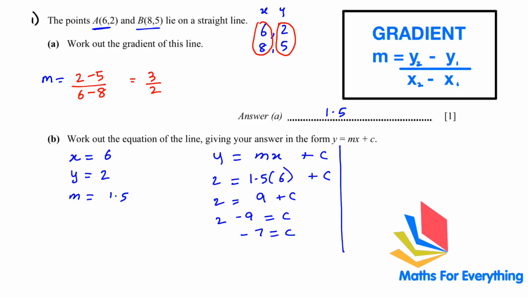After you find your c, in the equation y is equal to mx plus c, in place of m, write the gradient that you have, which is 1.5, and in place of c, the value that you found, negative 7. So this is the equation of the line.